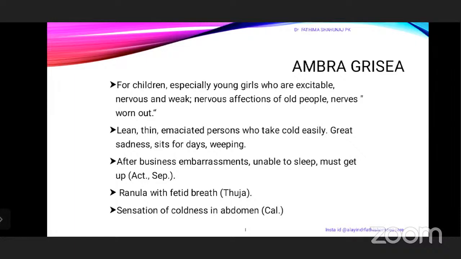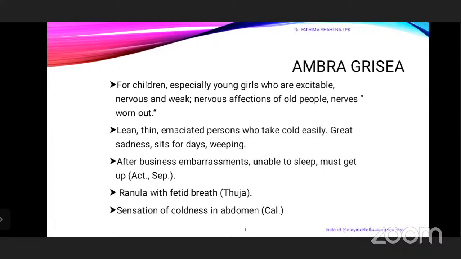Next about sensation of coldness in abdomen, which is compared with calcarea. In calcarea carb, as I told earlier, there will be a generalized coldness present in single parts like hand, stomach, abdomen, feet and legs. And there will be another characteristic symptom seen in the calcarea.